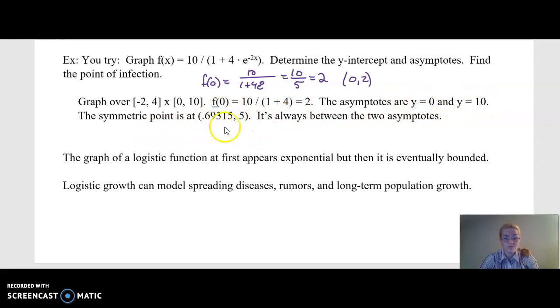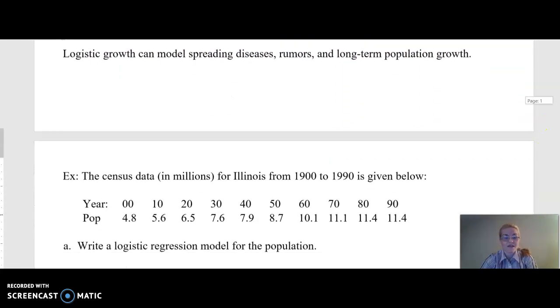The symmetric point, right? It's always going to be between your two asymptotes, between your upper and your lower bound. So the graph of a logistic function at first appears exponential, right? What we saw before we zoomed in is that at first it looks like an exponential, but then eventually it caps off and it's bounded above. So logistic growth can model spreading diseases, rumors, and long-term population growth. So let's look at a couple examples of that now.